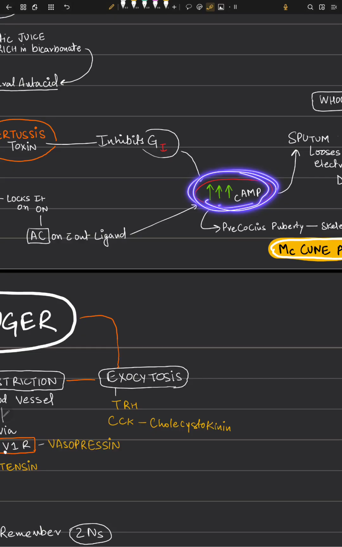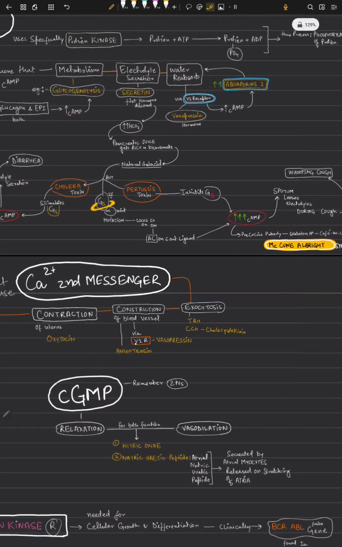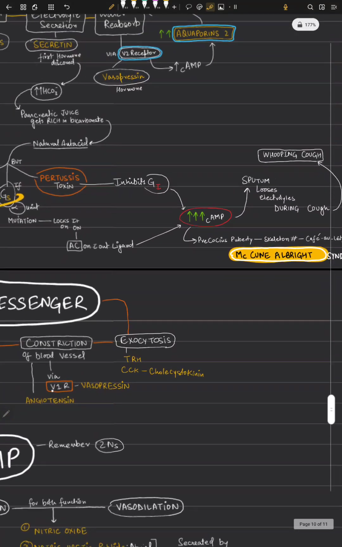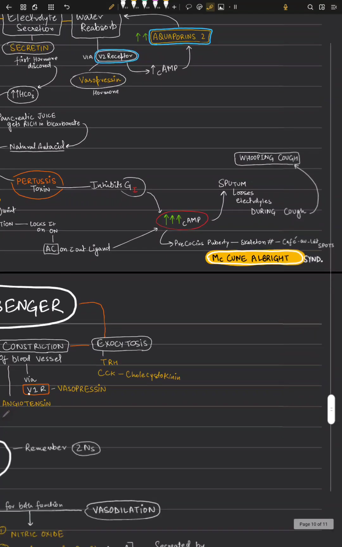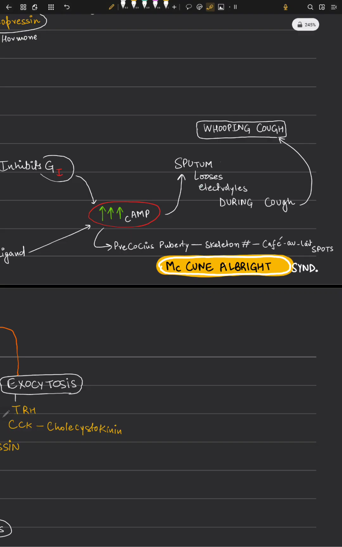So if you increase the cAMP level, you will lose a lot of electrolytes. Where will you lose them? You lose them in sputum. So sputum loses electrolytes during cough, and we call this whooping cough. So it's very, very classic.